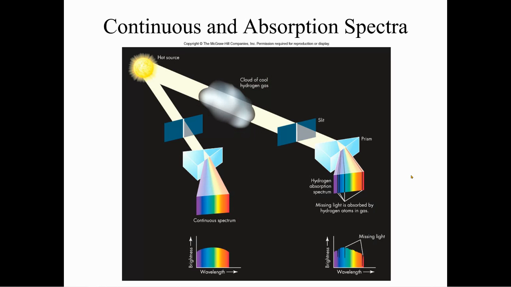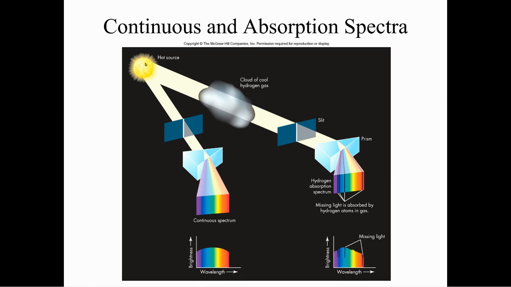Now, when we look at the continuous and absorption spectrums, let's say here's a hot source, and it's going to shoot out a continuous spectrum. We can shoot it through a little slit in the window, covering up the glass of a window, and shoot a light beam through this prism, and we get a continuous spectrum. The brightness, remember, I told you before, the higher the amplitude, the brighter it's going to be. And here are our wavelengths. They increase as we go in this direction.